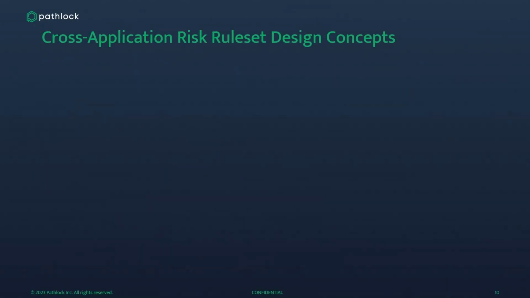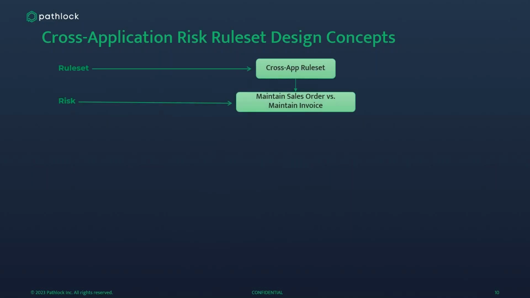The way we do that, and again, you'll see I like to build slides because I'm a visual learner, so it helps me to explain it, and hopefully we'll make this concept simple for you as well. How do we build a risk rule set? We start with the same pieces. The rule set is always what we start with. Now it's a cross-app rule set instead of just for a single application, right?